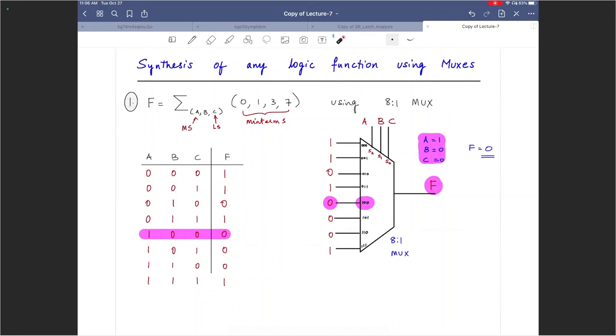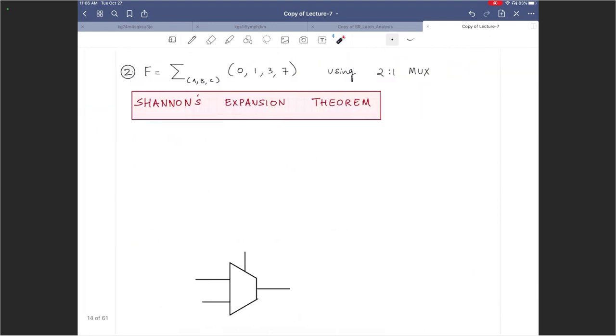Now, the next exercise we will do is to synthesize the same expression, but in this case, we are going to synthesize it using a 2 to 1 mux instead of an 8 to 1 mux.